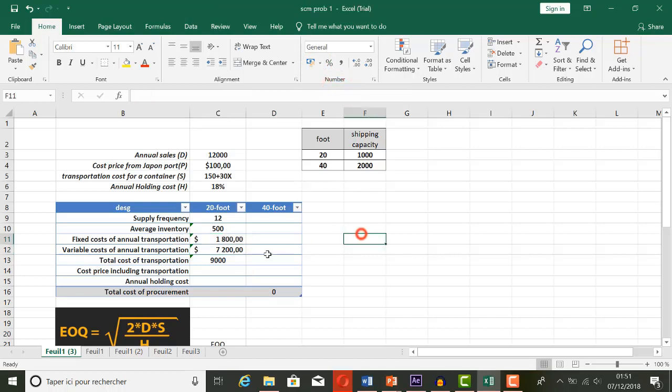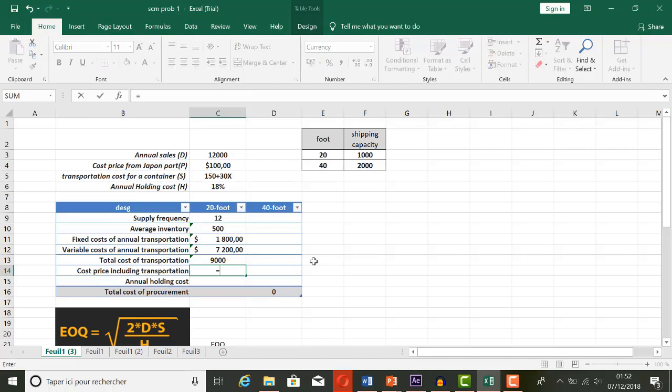Now, in order to include the transportation cost in the cost price, which we already have here, which is $100 that we pay from the port of Japan, we will simply take the total cost of transportation that we have here, divided by the shipping quantity to know how much it costs us for each item. And I'm going to make this in brackets, divided by the supply frequency, plus the cost price from Japan, which is $100. And that will give us $100.75.